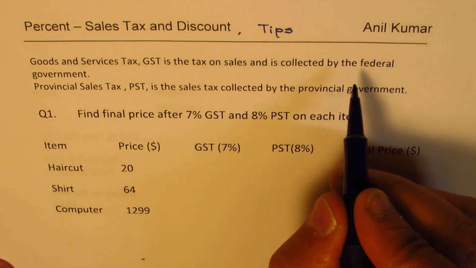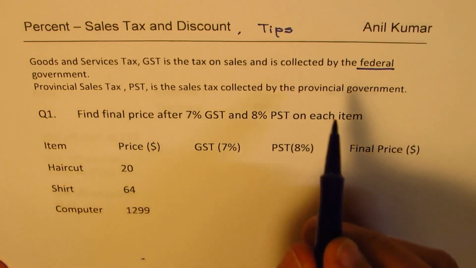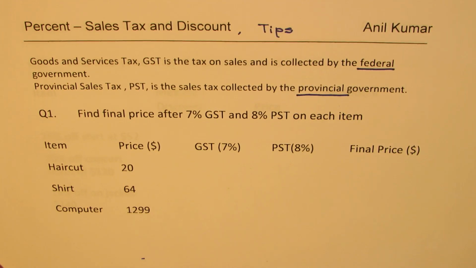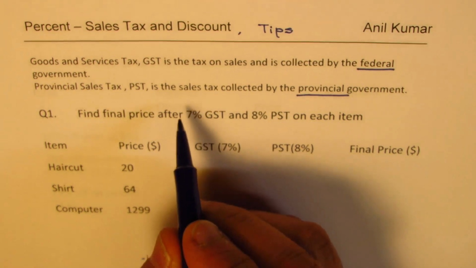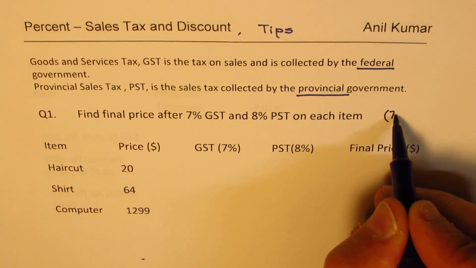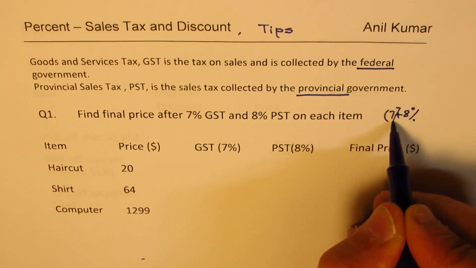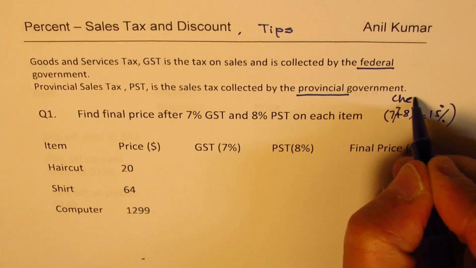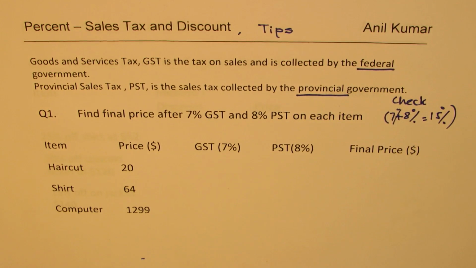Since these taxes are collected by different governments, we need to show their calculations separately. That is kind of important to understand. In some questions, however, you could combine them and write 7 plus 8% equals 15%, so you could use 15% to check results. But most of the time, you are required to write both taxes separately since they are collected by different governments. So that is one basic concept.